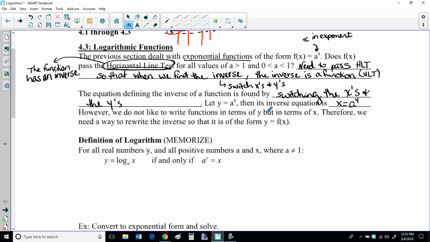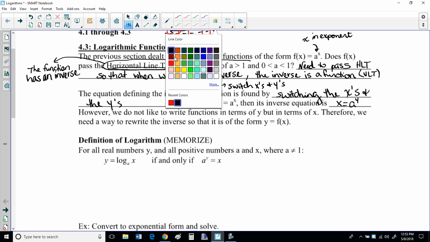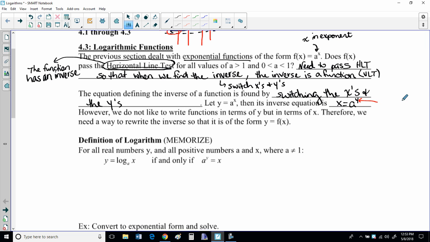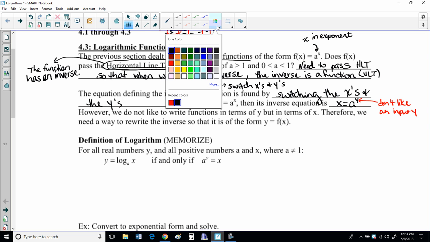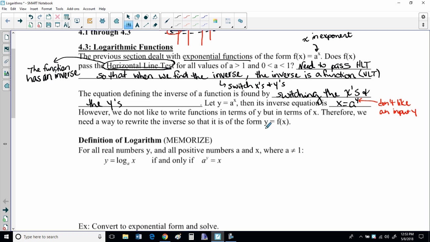However, we do not like to write functions in terms of y, but in terms of x. In other words, we don't like this right here. We do not like an input y. Okay? So that means that we need to resolve this thing for y. All right? And that's where the logarithm comes in.